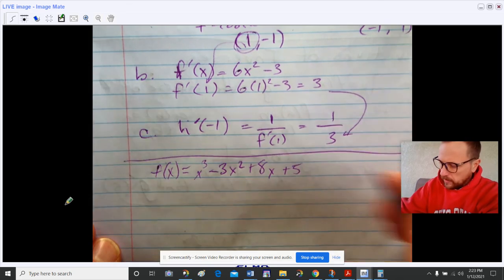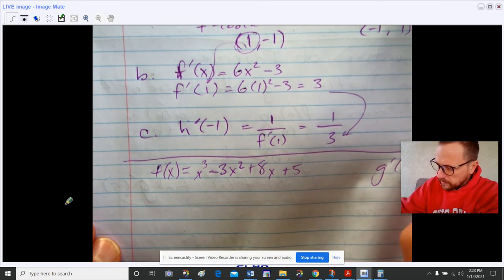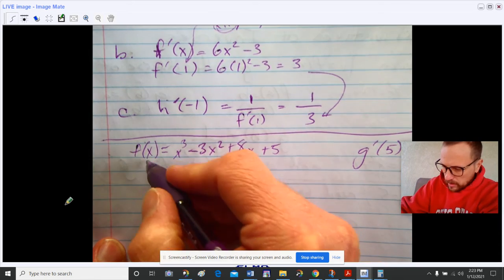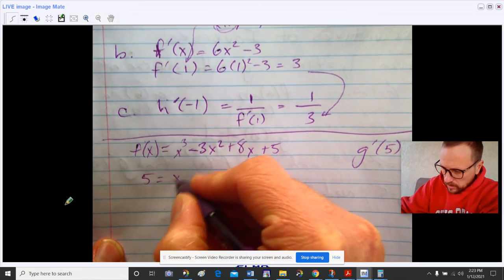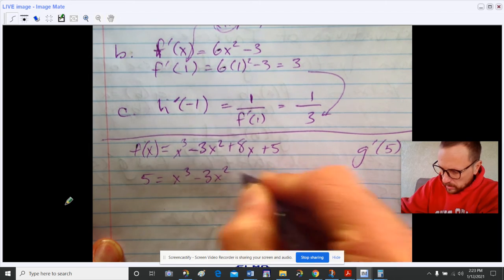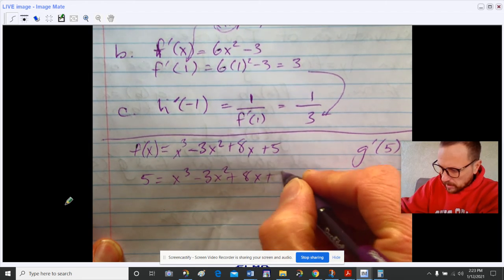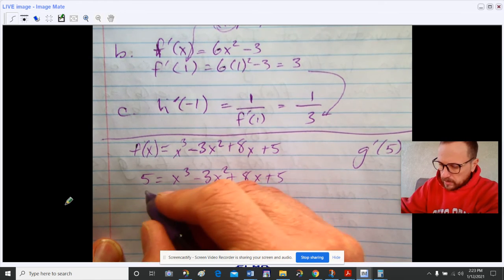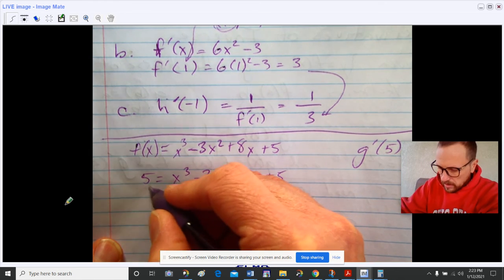Step 1, find the coordinate. Well, we're told g prime of 5. We want g prime of 5. So that means that this is a y coordinate for this one. So we say 5 equals x cubed minus 3x squared plus 8x plus 5. What am I going to do? Well, I'm going to subtract 5 from both sides because I have to make this equal 0.